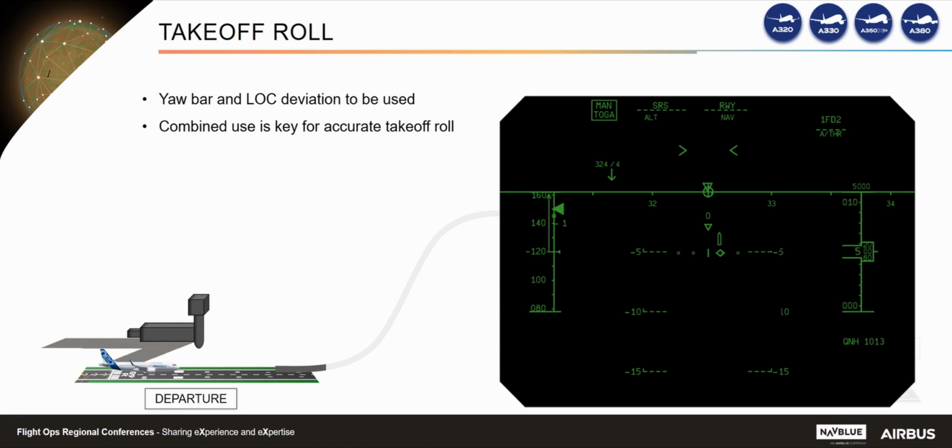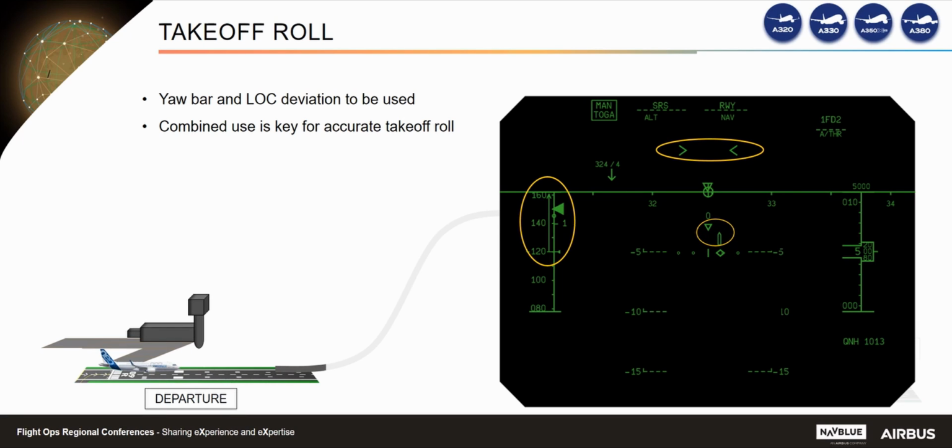Let's now move to the takeoff roll phase. As can be seen on the illustration, we are on the ground, on the runway, and the current speed is 120 knots. Aircraft is accelerating, as indicated by the trend arrow on the left side of the speed scale, and also confirmed by the energy chevrons that are above the FPV. But this is not all.